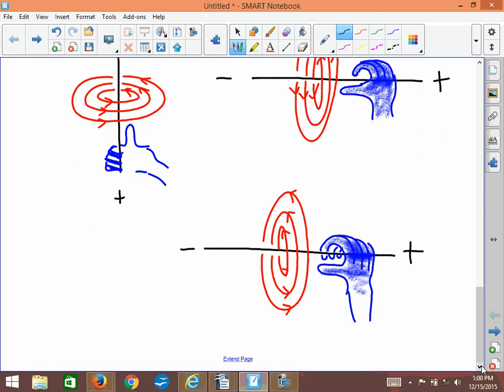In the next video, we'll look at right-hand rule number 2, which is a little more complicated. And we want to make sure we understand this one first before we go too far. So that'll be it for today.